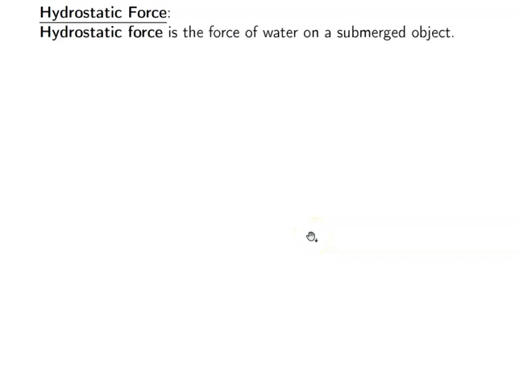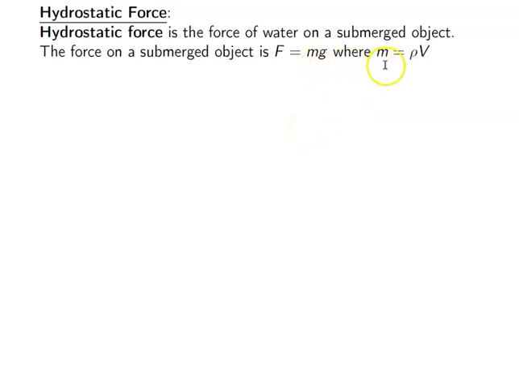So, hydrostatic force is the force of water on a submerged object. The force on a submerged object is mass times gravity. It's a force, right? So mass times the gravitational constant, where mass can be found as the density times the volume. Volume, we know, is area times depth, basically. So I can rewrite my force into its most basic pieces: the gravitational constant, the density of the object, in this case water, the area that's being affected, and the depth above it.